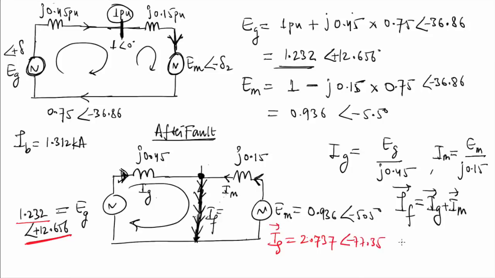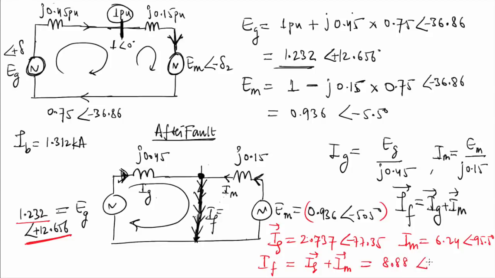This is my IG. Similarly, IM will be equal to EM upon j0.15, and EM you have to take in phasor: 0.936 at an angle of minus 5.5 divided by j0.15. IM you will get 6.24 at an angle of minus 95.5 degrees. Once you have IG and IM, If will be the phasor sum of IG plus IM, which is 8.88 at an angle of minus 89.99. All these parameters are in per unit.